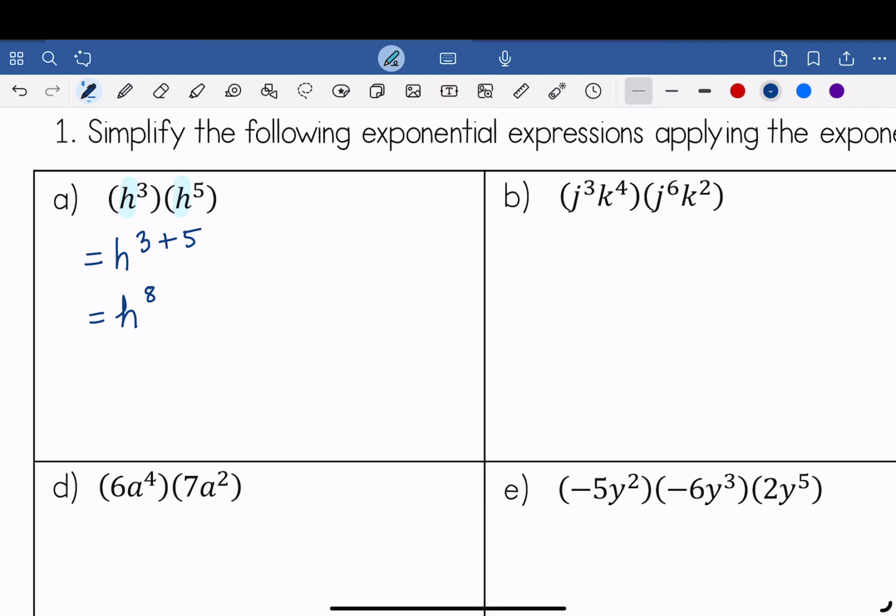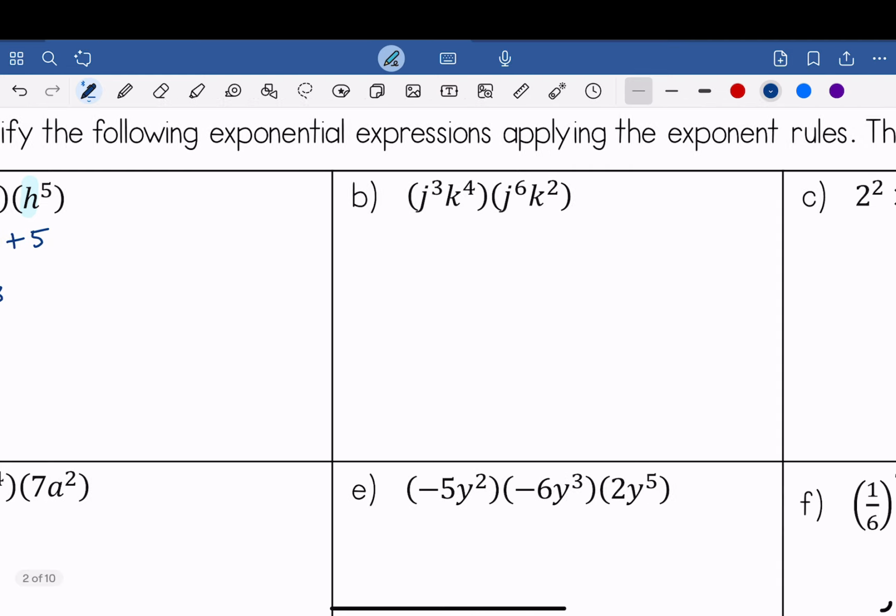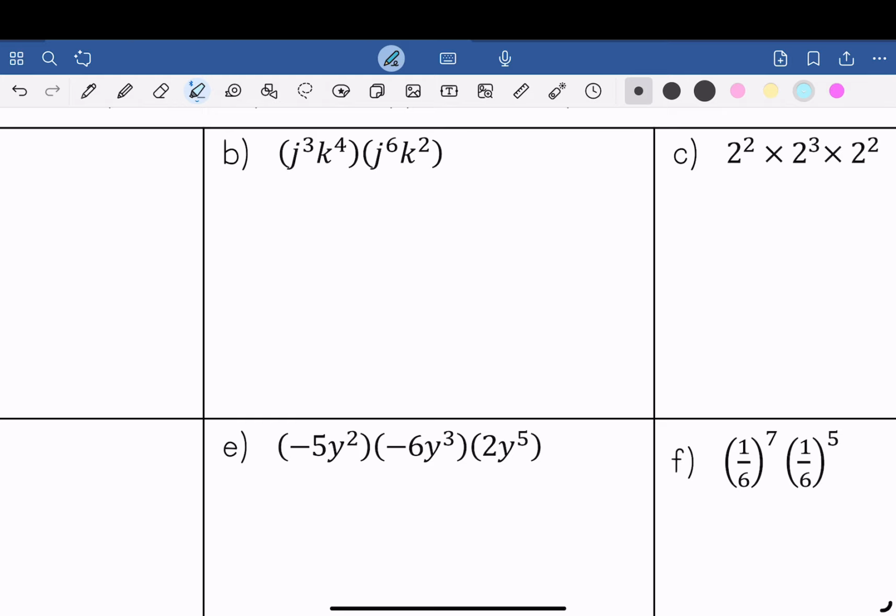In example B, we have two variables. We have a base of j and k. So I'm going to add the exponents of the j's together and the k's together. So j to the power of 3 plus 6 and k to the power of 4 plus 2, which is equal to j to the power of 9 and k to the power of 6.